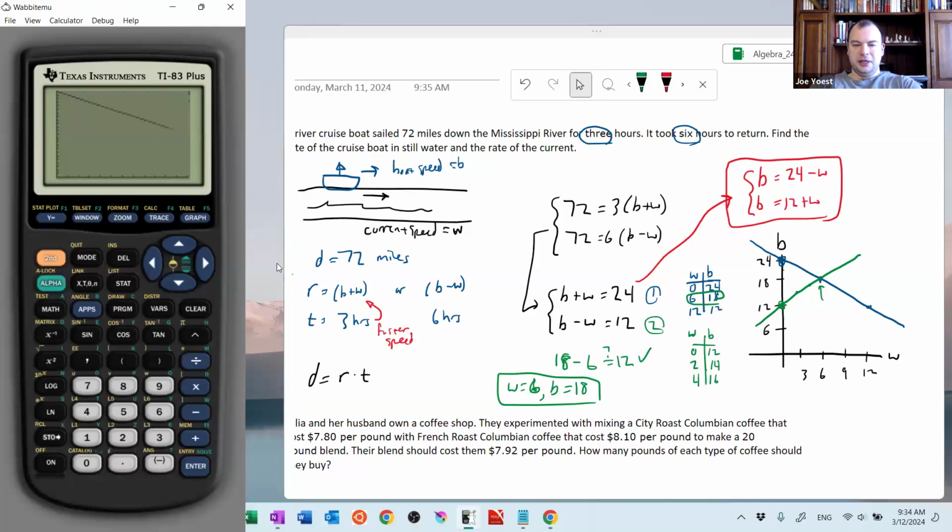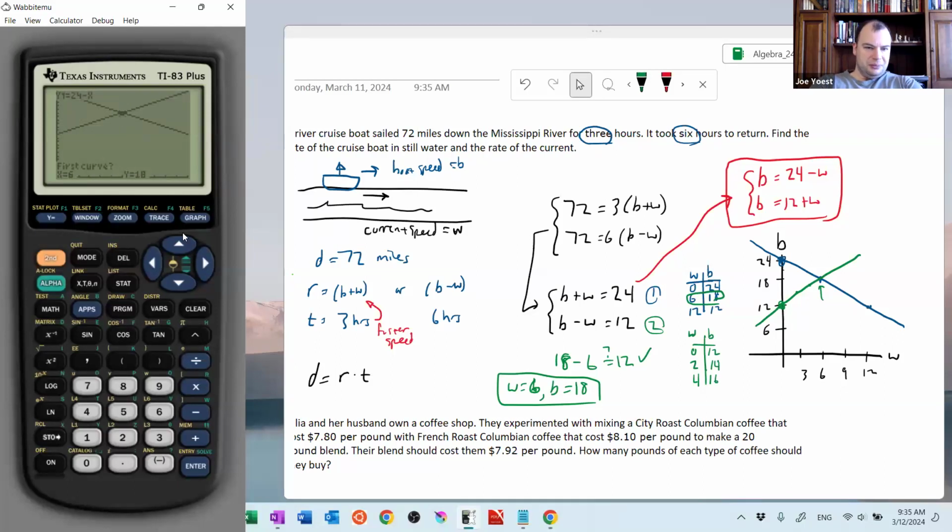Again, we're looking for speeds here, so these should be both positive. We should be in the first quadrant, and that's where we see our solution. Second trace, we're looking for an intersection, so we choose option 5.